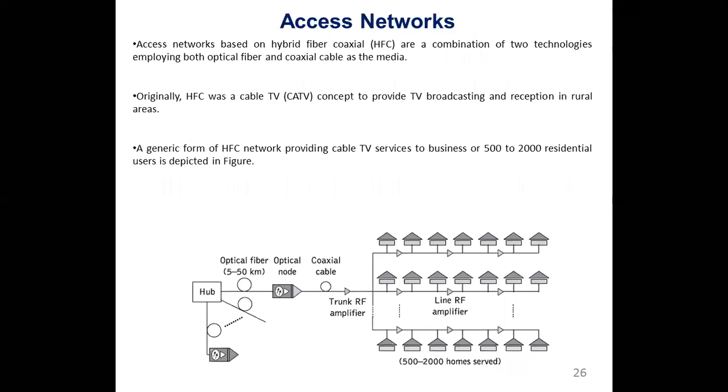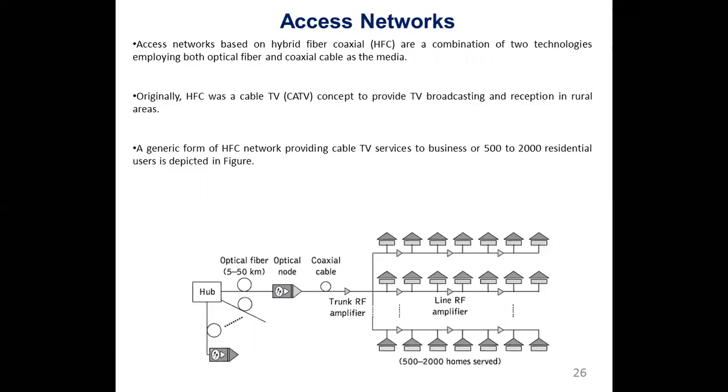These access networks are basically based on hybrid fiber coaxial cables, HFCs, a combination of two technologies employing both fiber as well as coaxial cable as the medium. The original HFC was cable TV, CATV, to provide TV broadcasting and reception. A generic form of HFC providing cable TV service to residential areas is shown here.